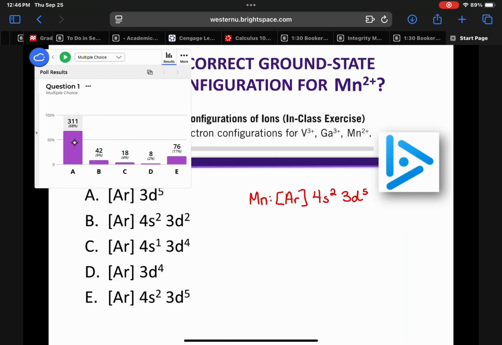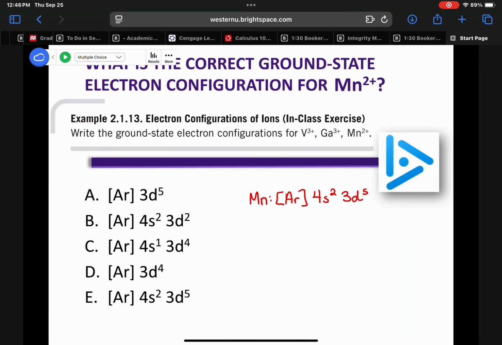Okay, most people going for A, and I agree, but we're less than 70%. So let's see how we got there. First, we find manganese on our periodic table. I have it up over here on the document camera.